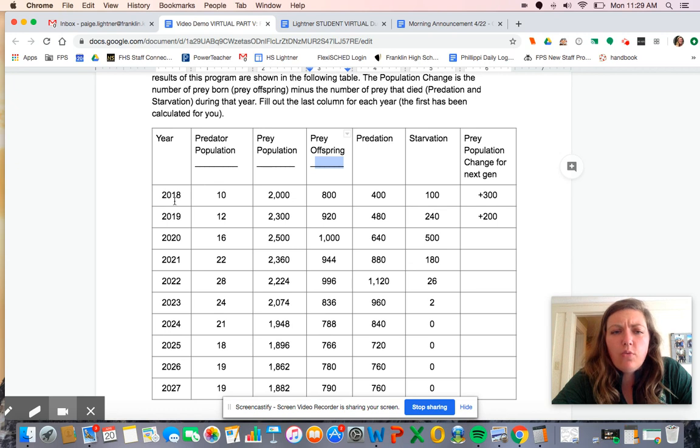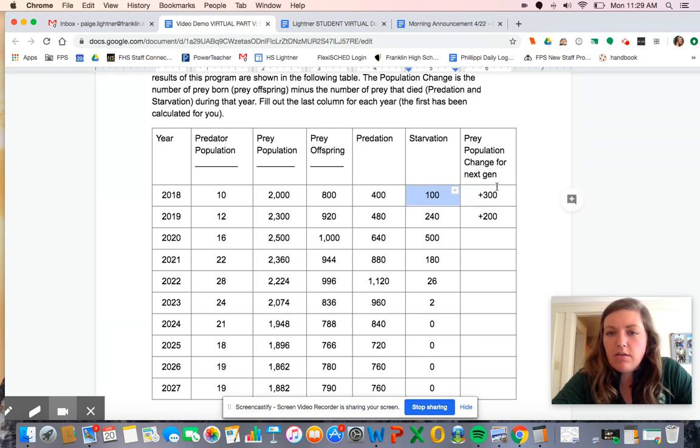If we look at the year 2018, we see that there are 10 predators. And we know that there's always going to be more prey than there are predators. In this case, we have 2,000. We're starting out with a 2,000 prey population right here. But then in this generation, we're going to have 800 offspring of prey, so 800 are born in this generation. And then 400 are eaten by that secondary consumer. So they're preyed upon, or what we call predation. So we're losing 400, and then 100 die of starvation.